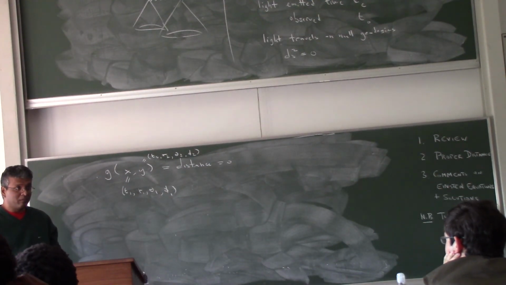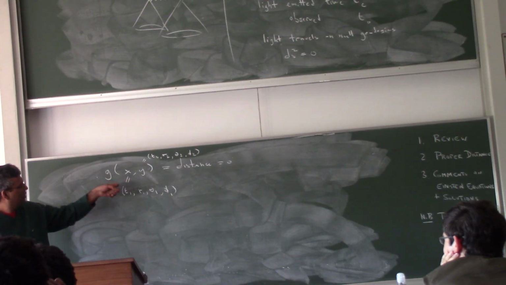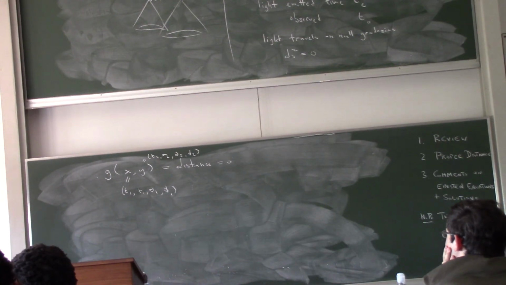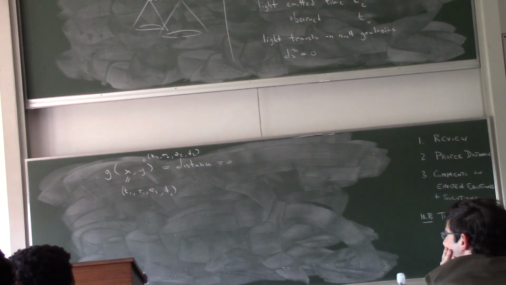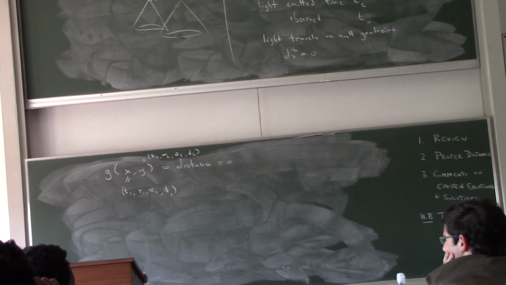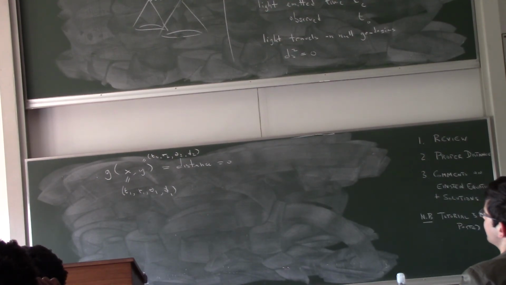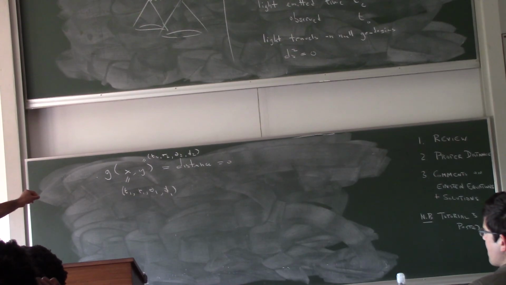Those coordinates can be different. But the distance that you measure with this metric is 0. Okay? It's not that the points are distinct, so it's not like the distance is 0 because the points coincide. Distance is 0 because you're measuring with this metric.